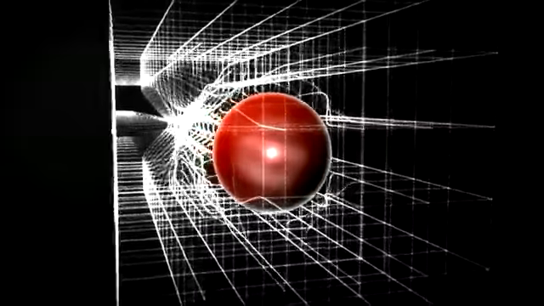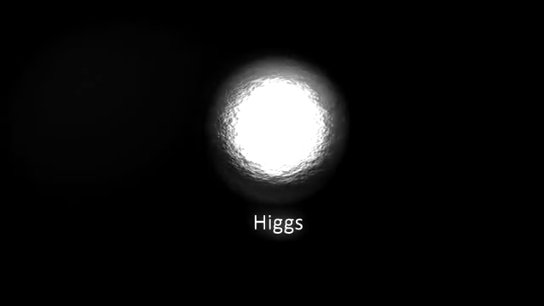In order to prove the presence of the Higgs field, the Higgs boson must be created and detected. This, however, has proven to be a difficult task, as the Higgs boson is predicted to be a massive particle, requiring huge amounts of energy to produce.